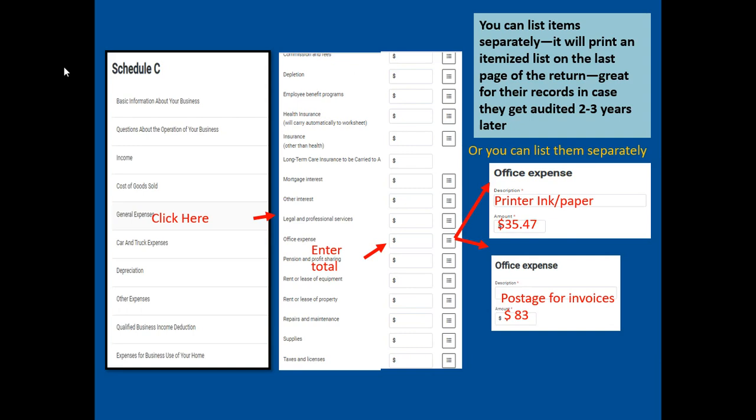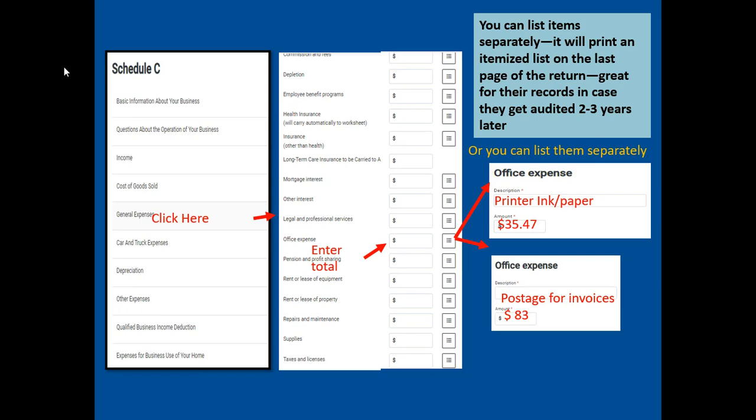When you're under general expenses, you have this long menu here in the middle of all the different categories. You can enter some stuff. Notice there's those 3 lines again. Combine some things. You don't have to list every single item one by one. So office expense, I would put printer, ink, and paper under one, and maybe I'd do another for postage for invoices.